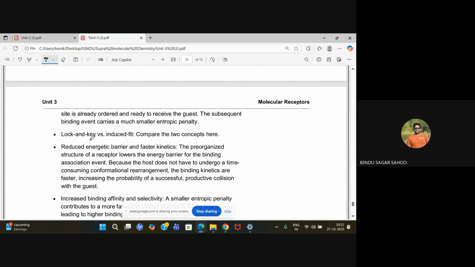Initially, the guest molecule will interact with the host molecule. Thereafter, according to the guest molecule, the host molecule makes changes in its conformational structure. Thereafter, the guest molecule can fit inside it. But in lock and key theory, after interaction of the guest molecule, the host molecule doesn't change its conformational structure.